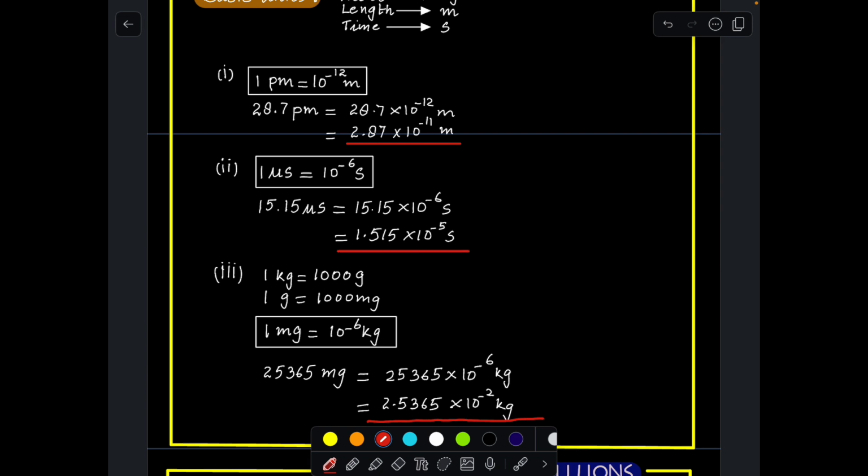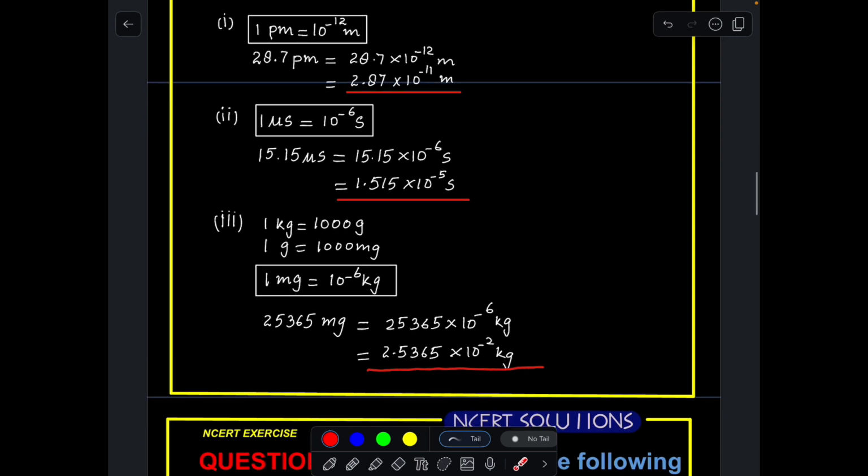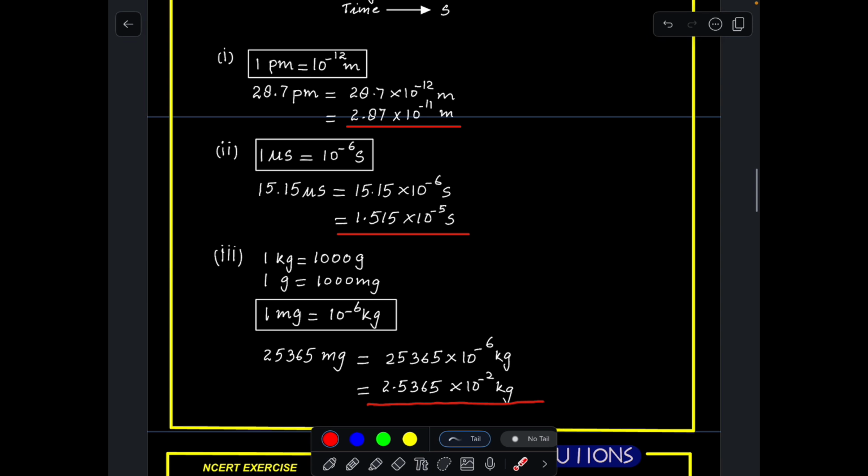Now in the third one, they have given you mass and we have to write it in the standard unit. We know that 1 kilogram is equal to 1000 gram and 1 gram is equal to 1000 milligram. So here 1 milligram can be written as 10 raised to the power minus 6 kilograms.